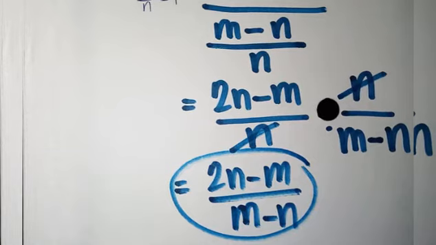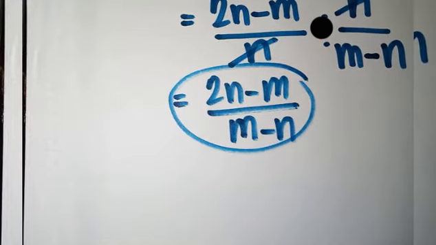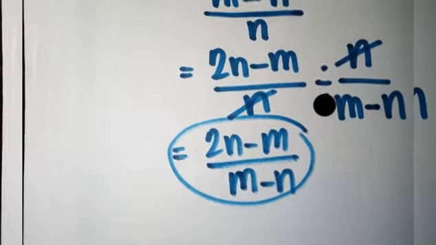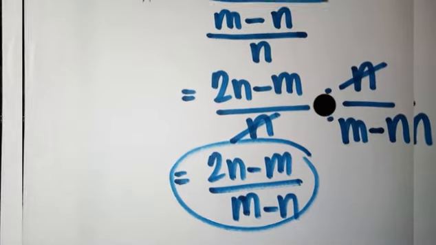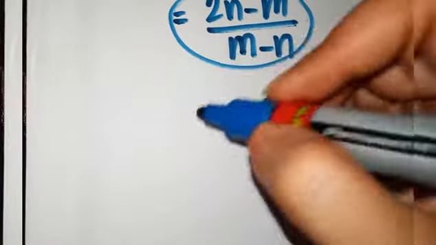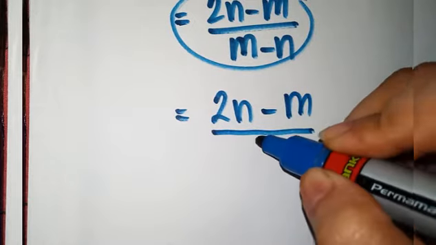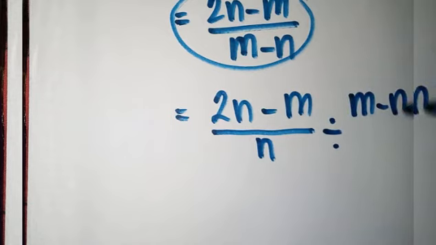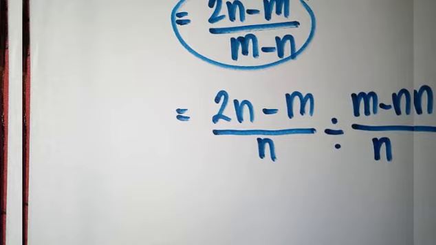Okay, so paano naman kapag yung method 2 natin, which is to get the LCD at i-multiply natin sa both numerator and denominator. Meron tayo dito kaninang, kopyahin lang muna natin, para hindi kayo malito: 2n minus m all over n, then i-divide natin siya sa m minus n all over n. Kinopya ko lang kanina yung nasa kabila.